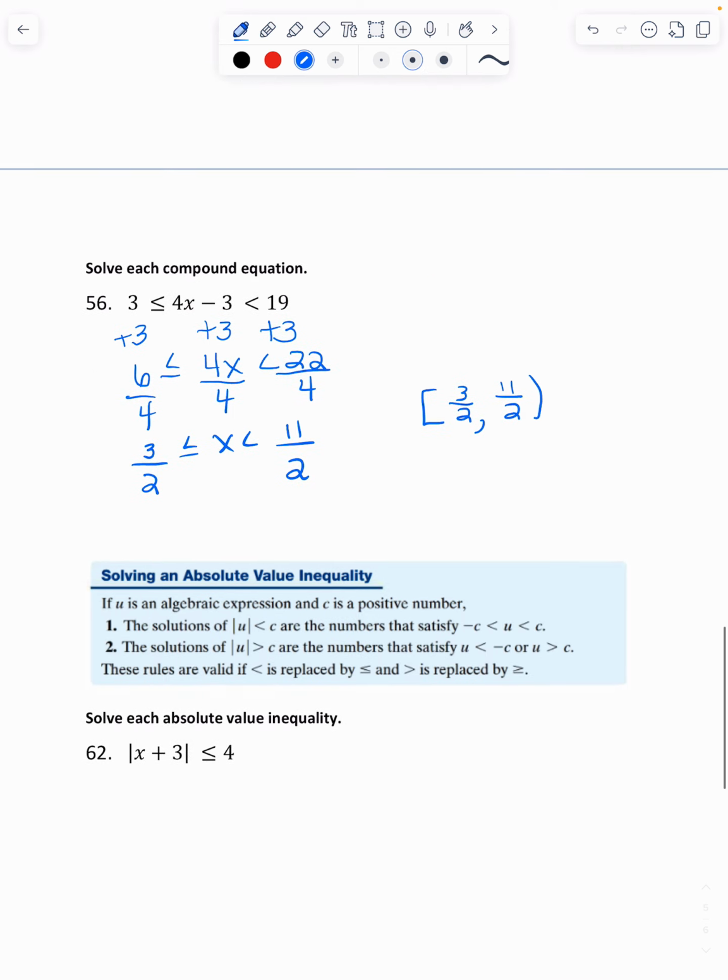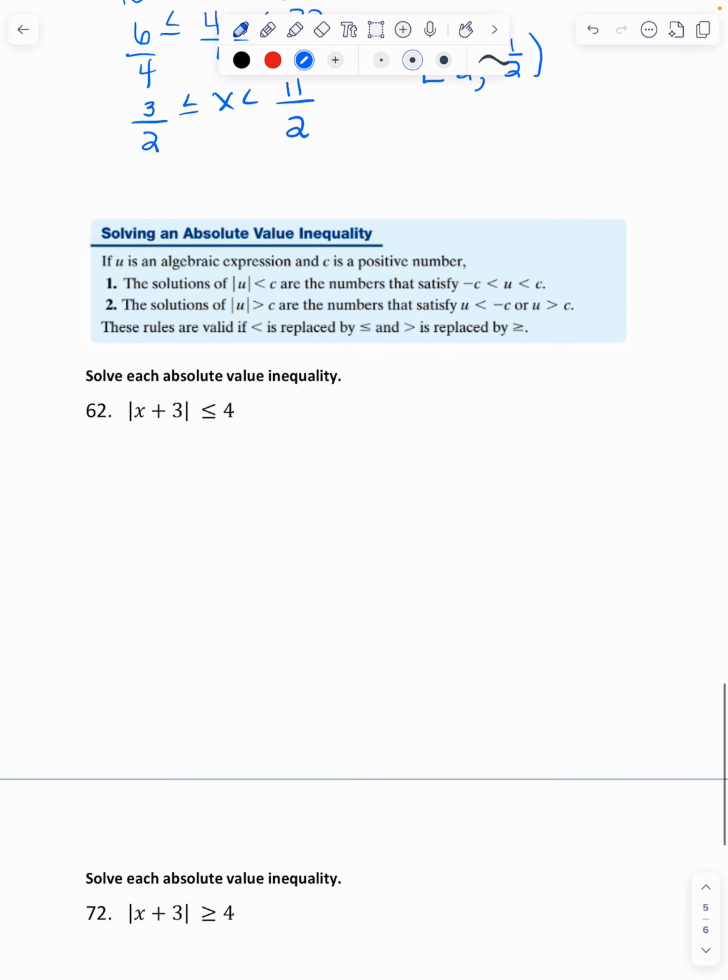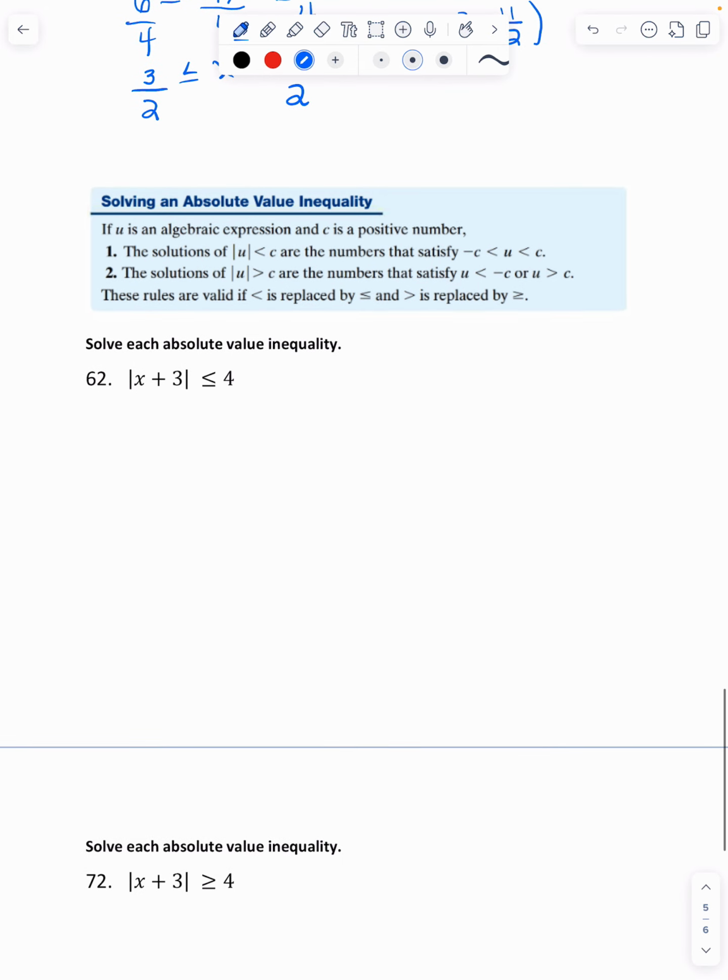The last type of inequalities that we want to talk about solving is solving an absolute value inequality. The absolute value inequalities, there is a standard that you're going to do for each way. If our inequality is less than, we're going to work it a certain way, and if it's greater than, we're going to work it a certain way.